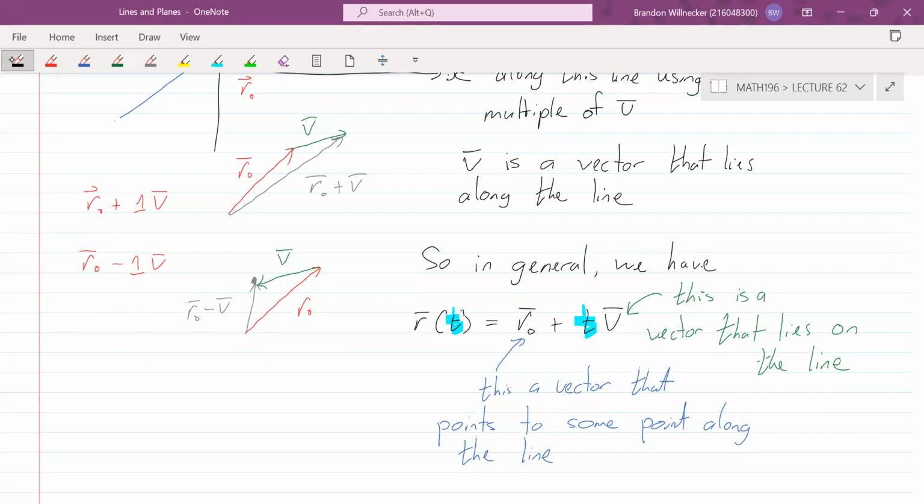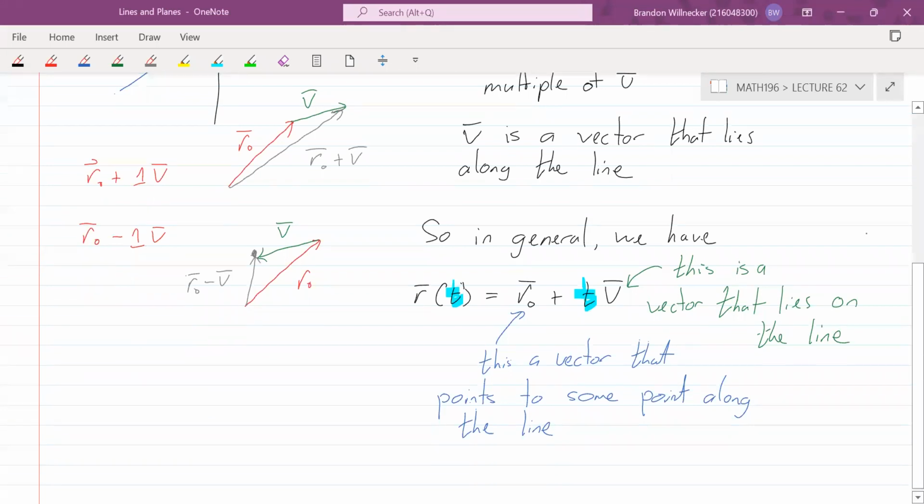Okay, so let's have a look at an example. We'll first do an example in R2, and then we'll do an example in R3.